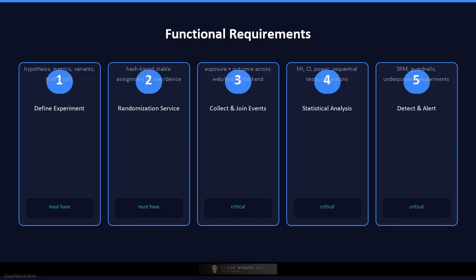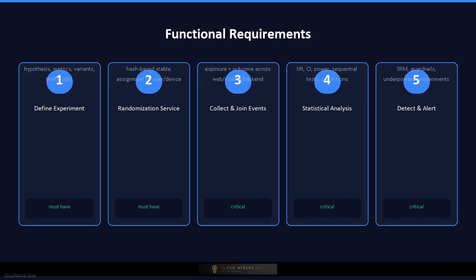Let's walk through the functional requirements. First, the platform must allow users to define experiments with clear hypotheses, primary metrics, secondary metrics, and guardrail metrics. Second, it must provide a robust randomization service that assigns users to stable, consistent variants based on deterministic hashing of a randomization unit, such as user ID, device ID, or session ID.